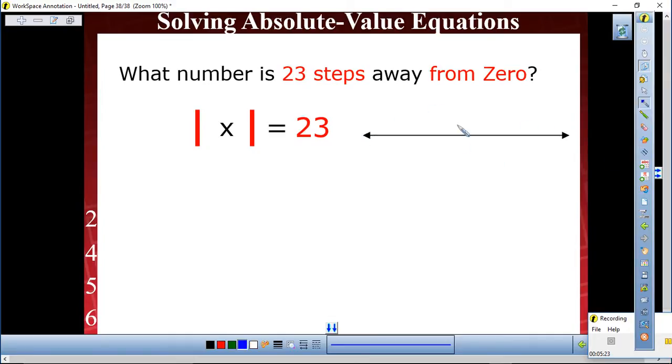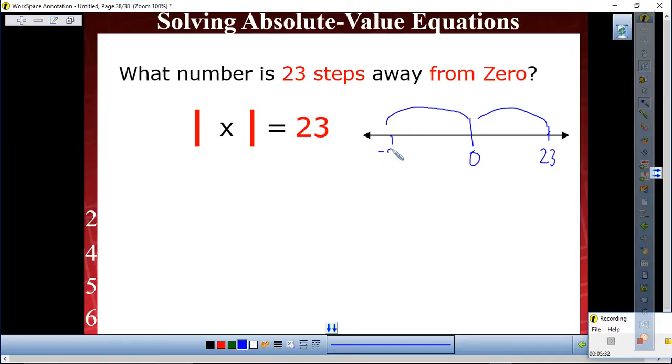Here's my number line. Here's 0. So what number is 23 steps away? 23, 23. And also, what other number? Negative 23. Therefore, check this out. Now, that's the main concept. Now, computationally, what does it look like?